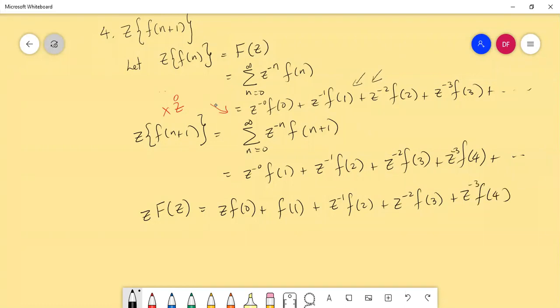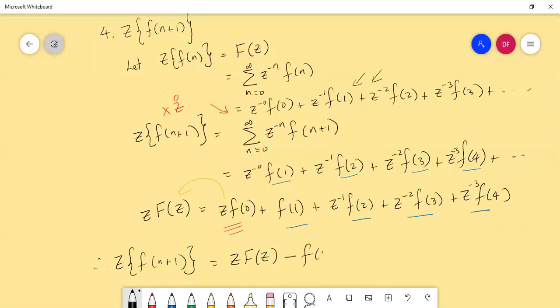If you notice, the only difference between the terms up here and the terms down here is z f(0). So therefore I can write the Z transform of f(n+1) is equal to, if I carry this function over to the other side of the equation, then I end up with the Z transform of f(n). So it's going to be equal to z F(z) minus z f(0). And this f(0) is called the initial condition.